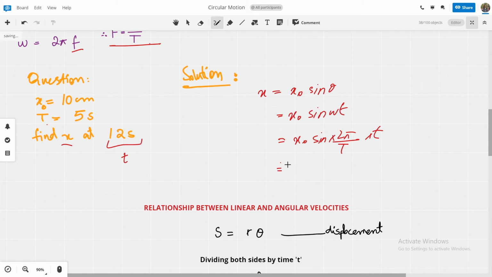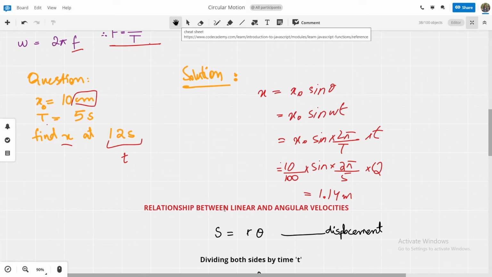So x naught is what, 10, but again, look, it's centimeter. Convert it into meters since we work in SI units. Sine into 2 pi over 5 into 12. Let's see. So x is 1.14 meters.